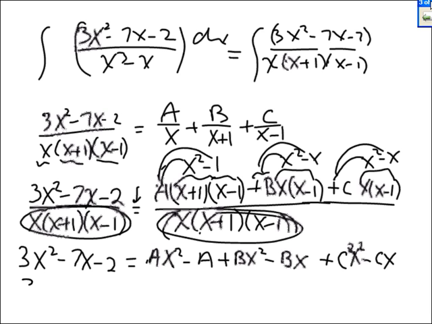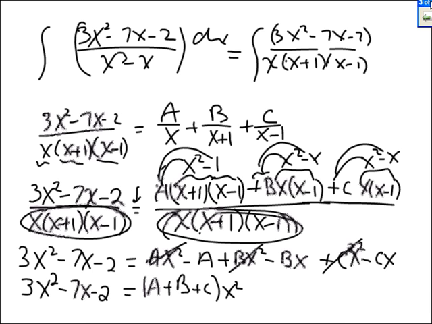And the left side doesn't really change, but the right hand side I'm going to add up. I'm going to combine like terms. I have ax squared plus bx squared plus cx squared. And when it comes to x's, they're both minus. I have minus bx minus cx. I factored out the minus. And when it comes to the constant, if I'm not mistaken, it's just negative a. Now I equate the constants.